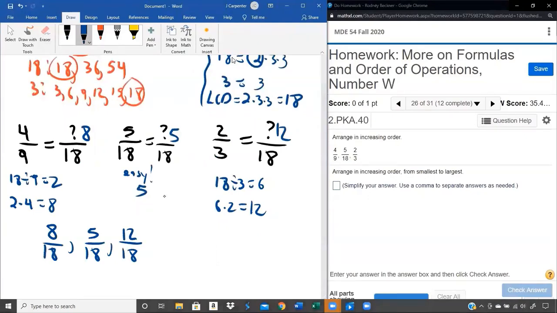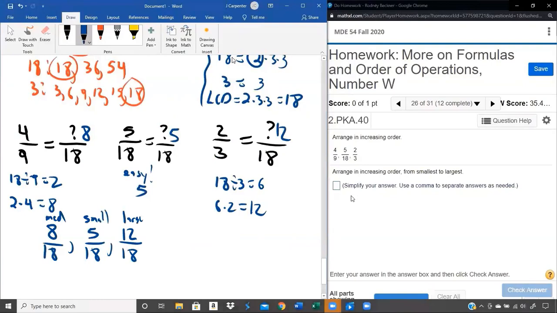Yes, two of these reduce, but if you reduce them, you're walking in a circle. We were supposed to build these up so we could have added or subtracted them if they asked us to do, which they didn't. We just wanted to order them in increasing order, so smallest to largest. The bottoms are all the same, so all we got to do is compare the tops. So this is the smallest, 5. 8 would be the middle, the medium, and 12 would be the largest.